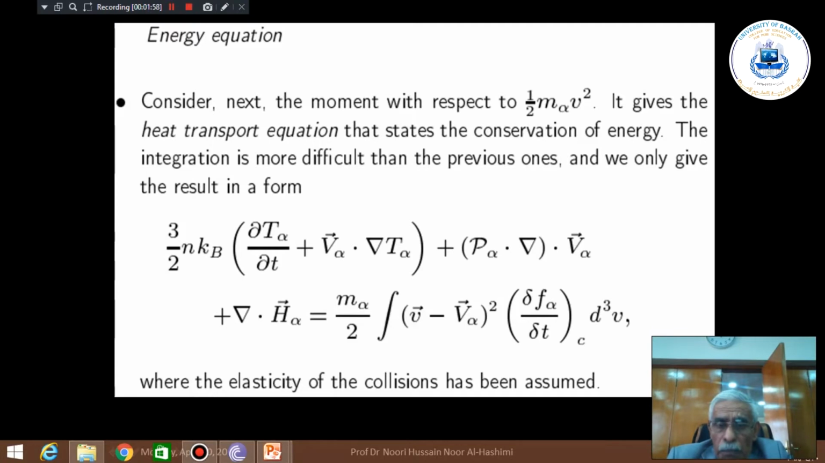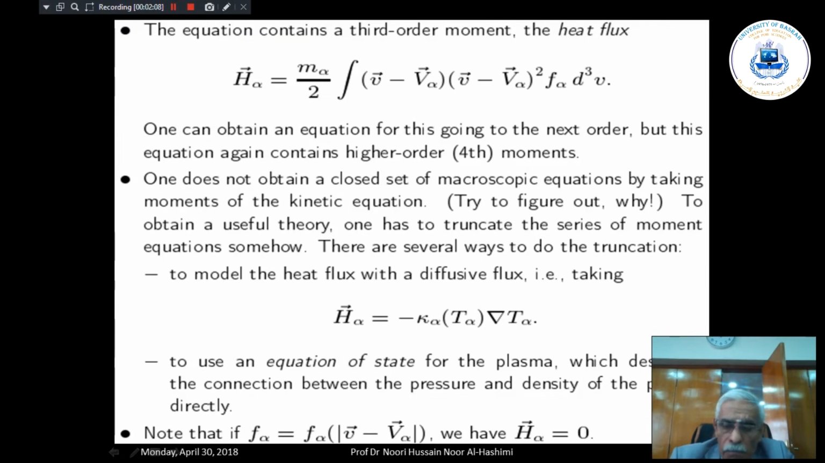We have P sub alpha defining the pressure tensor of the system. The equation contains a third order moment, the heat flux, defined by H sub alpha vector equal to m sub alpha over 2 integration v minus v sub alpha times v minus v sub alpha square f sub alpha d cubic v.